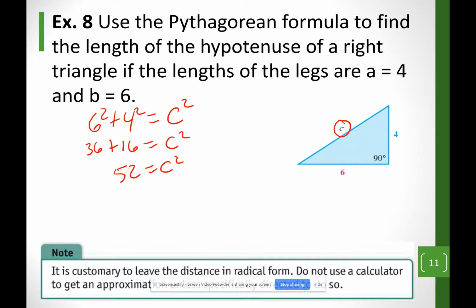That's c squared. I want to know what c, not c squared, is. So for c, I want to do the square root on each side. C is going to be the square root of 52. Now, if we can split this 52, we can simplify. In our case, we cannot.